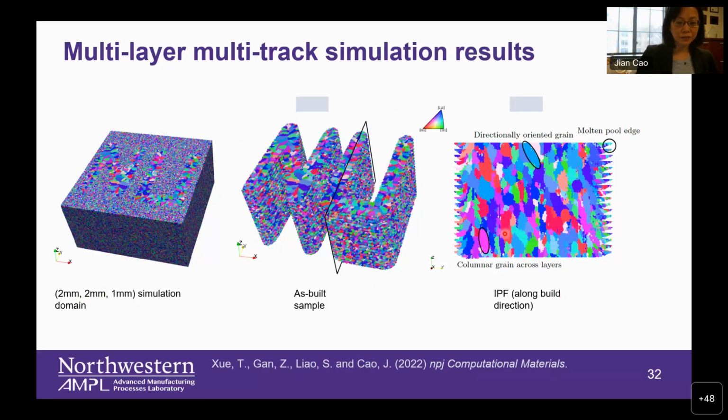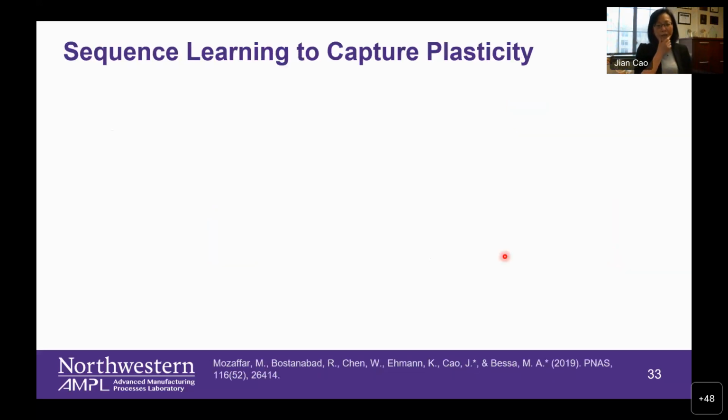So the idea is if you have these grains, then you can also use crystal plasticity to calculate the mechanical properties. In the crystal plasticity piece, I don't have time to talk about it here, but once you have the crystal plasticity, that's still pretty expensive to calculate. So how do you capture the plasticity behavior more efficiently?